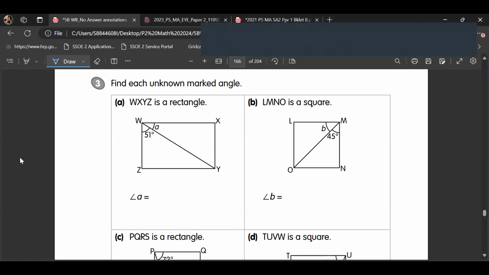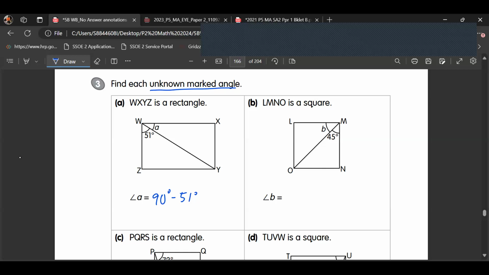Find an unknown marked angle. Right. Ethan, can you tell me what's A's answer? Thank you very much. Why would you use 90 minus 51 degrees? Yeah, because which one is a right angle?